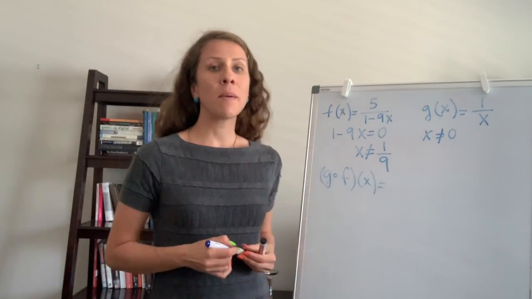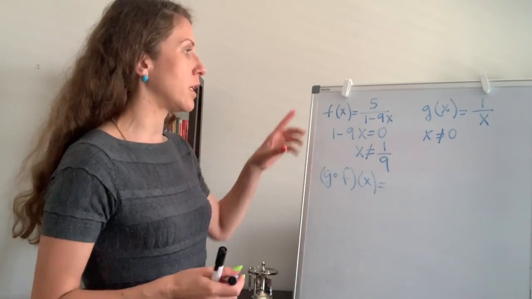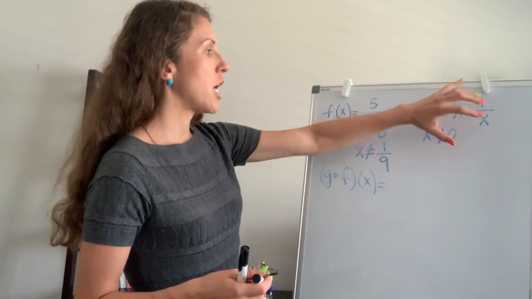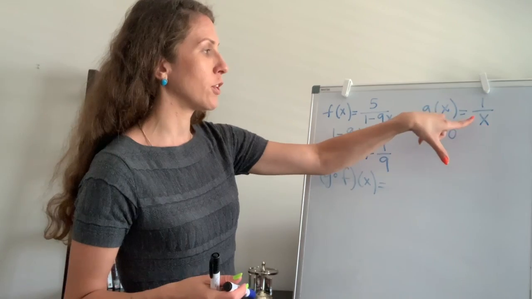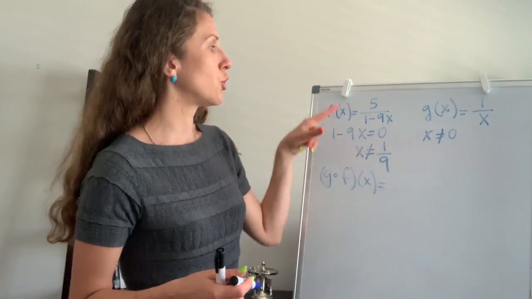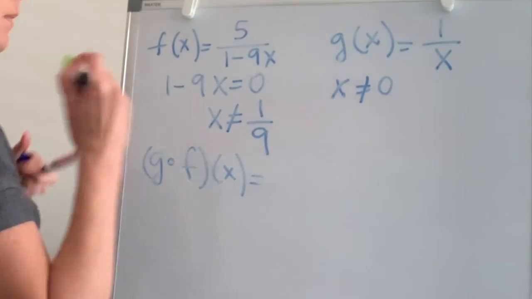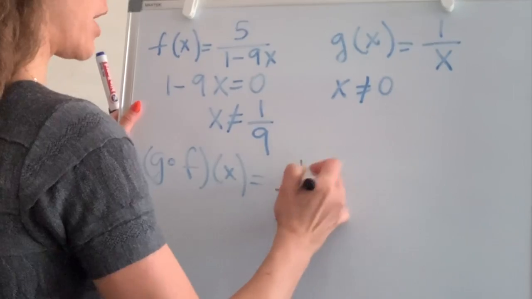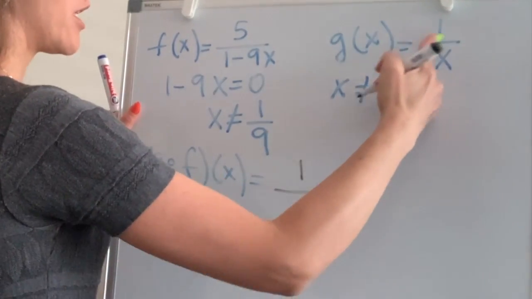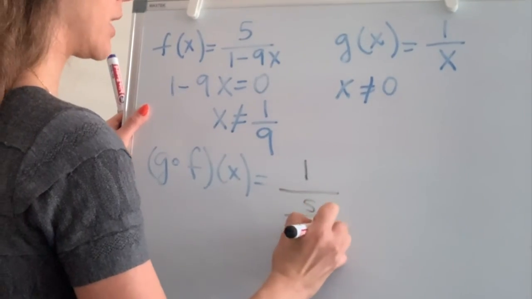Okay, so now my base function is g, it's not f anymore, and I will be taking this function g and replacing x inside of function g with the entire function f. So x will turn into 5 over 1 minus 9x. Okay, the rest will stay, so it's 1 over, and then in place of x, I'll write this entire function, 5 all over 1 minus 9x.